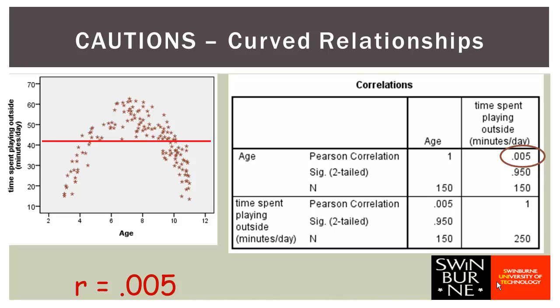Now you can see that there's a lot of scatter around that line, so it doesn't fit the relationship well at all. When the relationship is curved, Pearson's R badly underestimates the strength of the relationship. So let's have a look at another example.